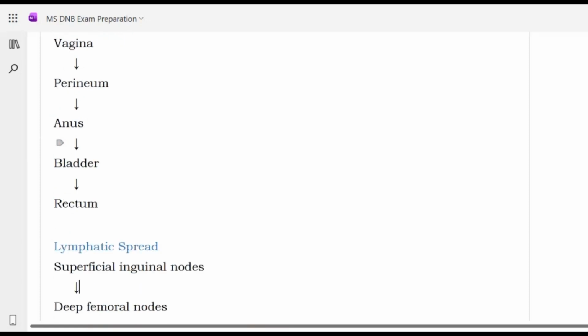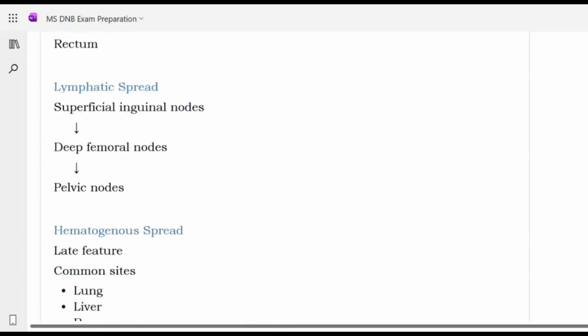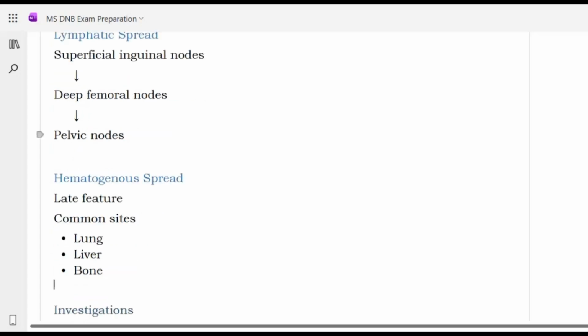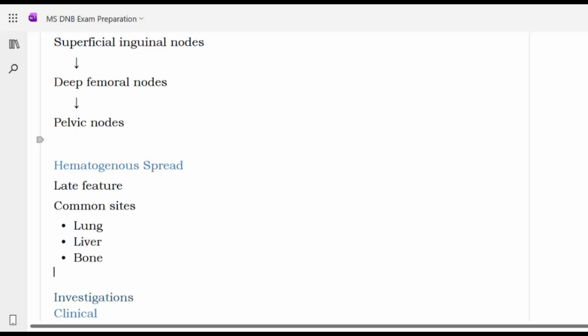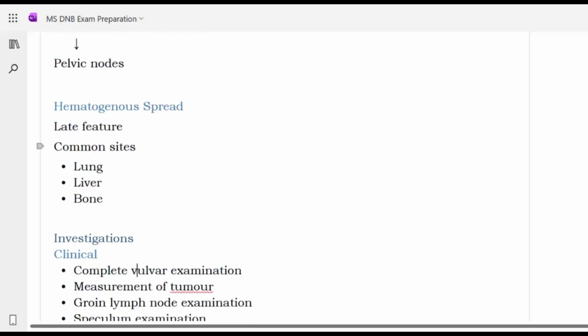So nearby structures. Lymphatic spread, it will go to the superficial inguinal lymph nodes, deep inguinal lymph nodes, and then the pelvic lymph nodes will be involved. Then the third is hematogenous, which is a late spread. It is a late feature, and common sites are lung, liver, and bone.